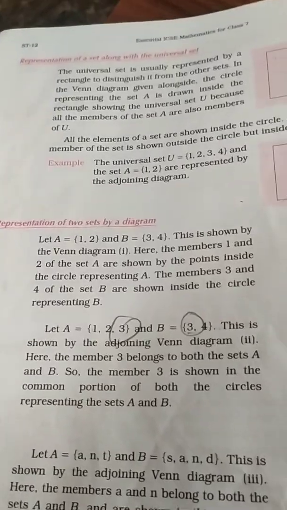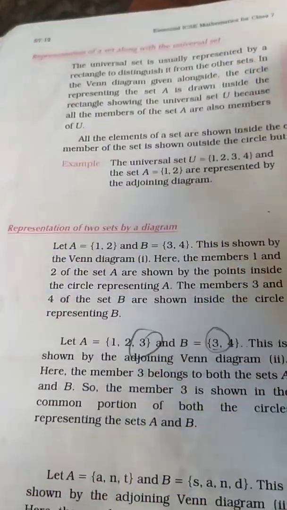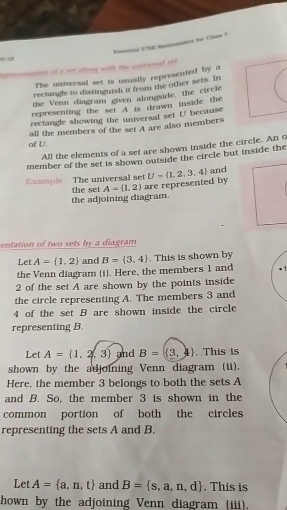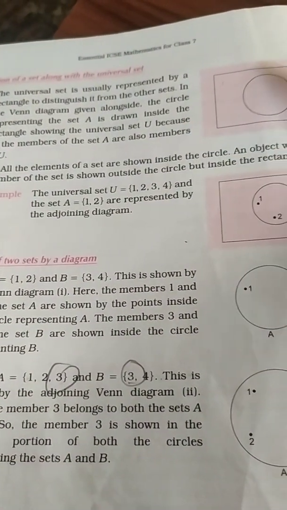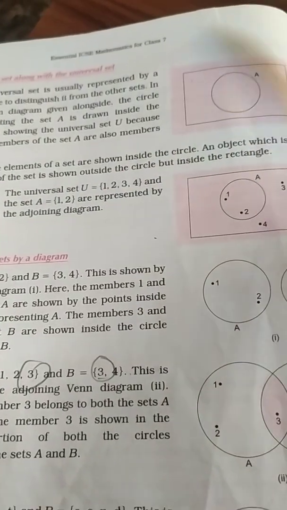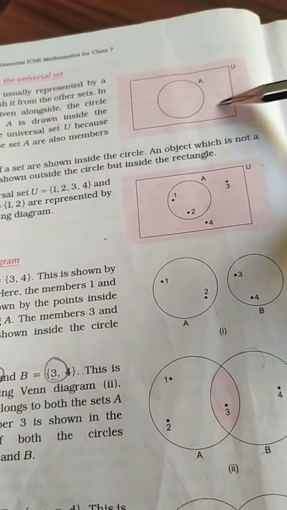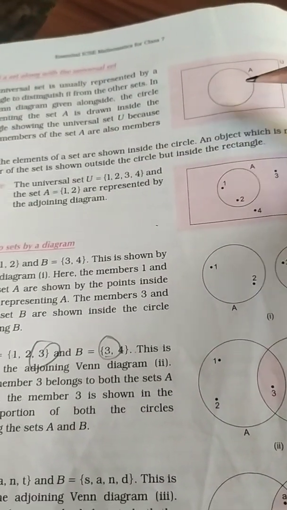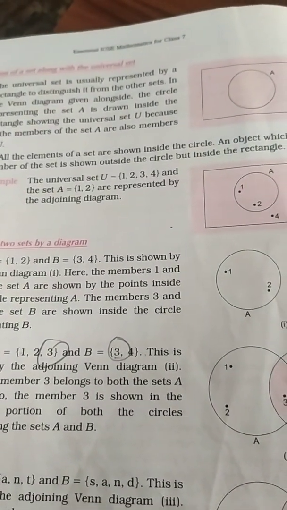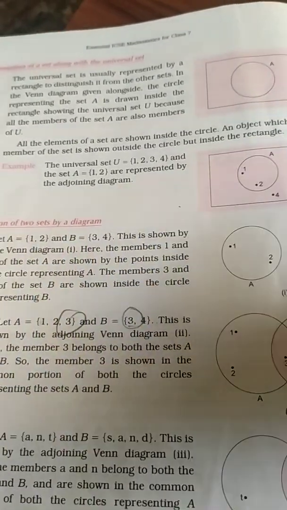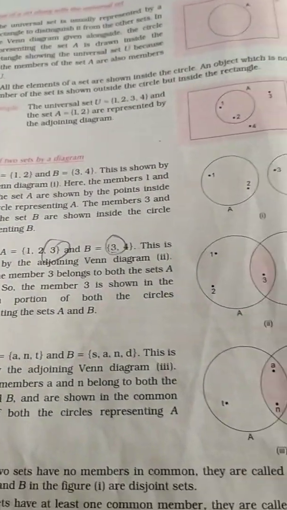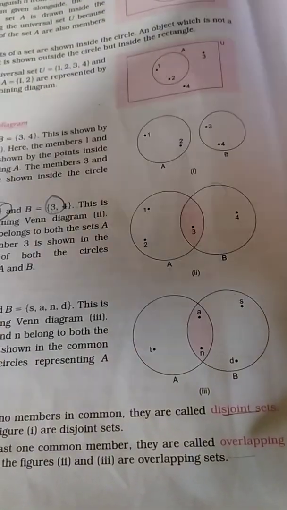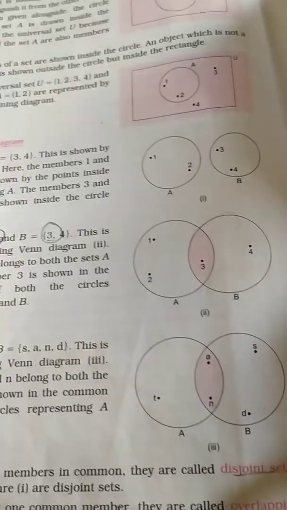And next is your exercise 1B. It carries universal set and Venn diagram. Universal set will be denoted by capital U and it will be represented by a rectangle, and inside you will have the elements, element A, element B and its members. How to draw a Venn diagram? In two ways you can draw a Venn diagram. One is a disjoint Venn diagram, another one is overlapping.